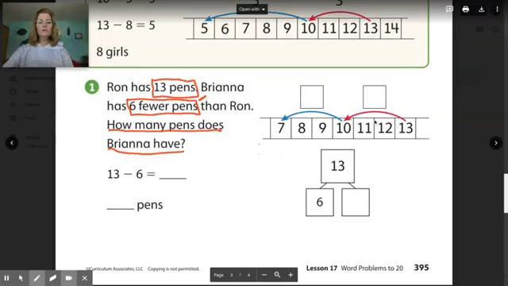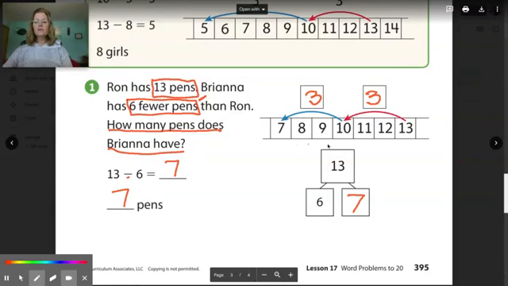So look over here and focus. We have 13 pens right here minus 6 pens because it's 6 fewer pens equals. Do this and then hit play to see if your answer is right. Pause your screen.